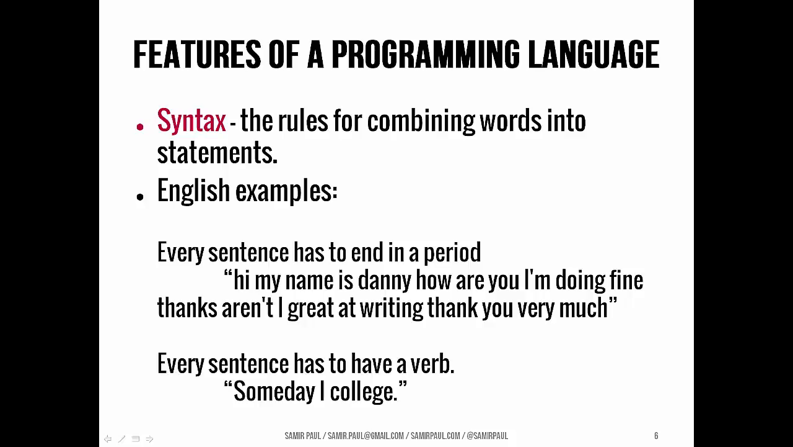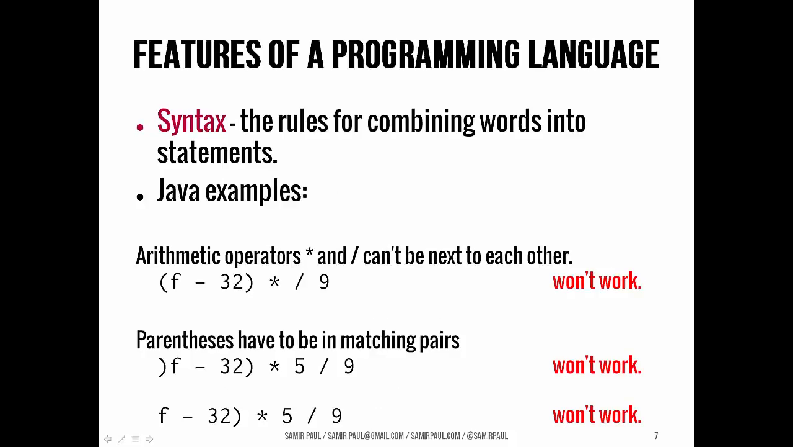Another rule syntactically is every sentence has to have a verb. Sunday, I college. Nothing. There's nothing there. Same in a programming language. In Java, here are a couple of examples. The multiplication sign and the division sign can't be adjacent to each other. Pretty basic. Parentheses have to be in matching pairs. These are syntactic rules that we have to follow in order to have actually intelligible Java code.